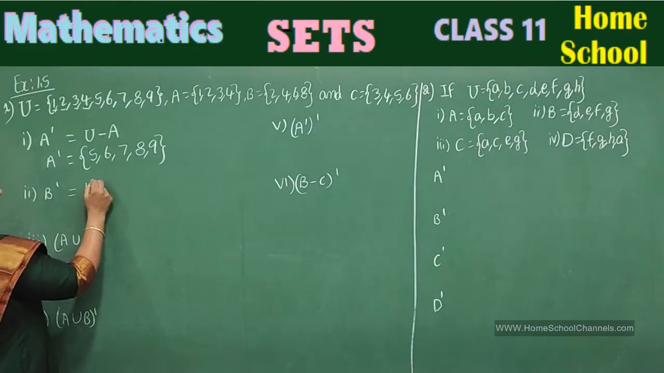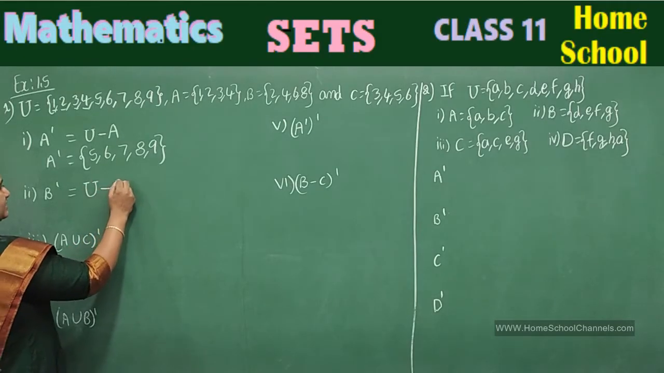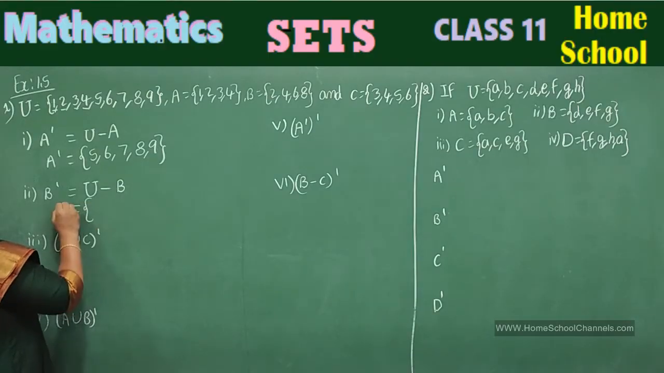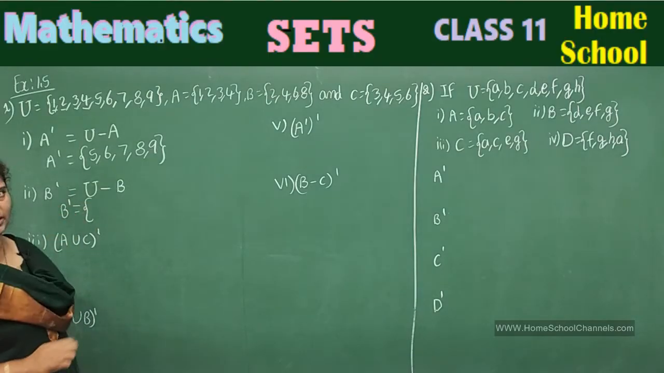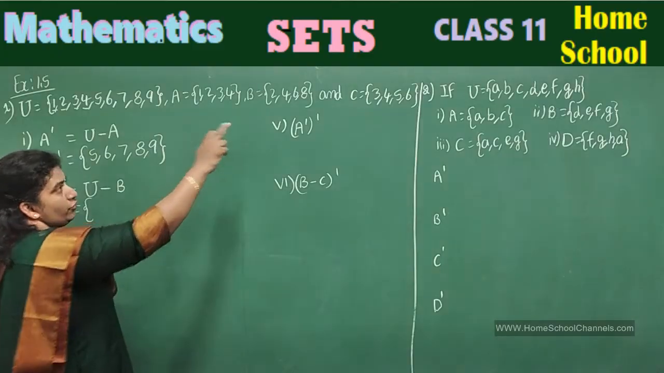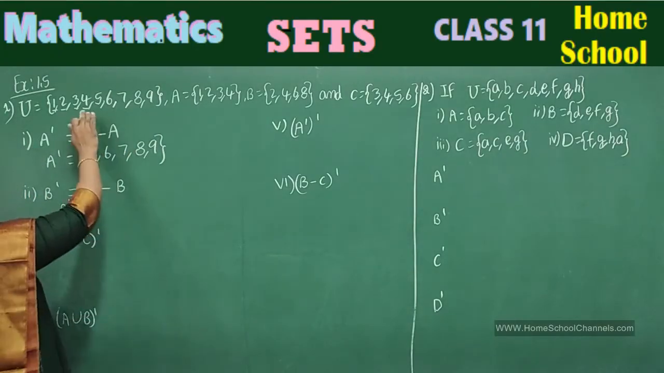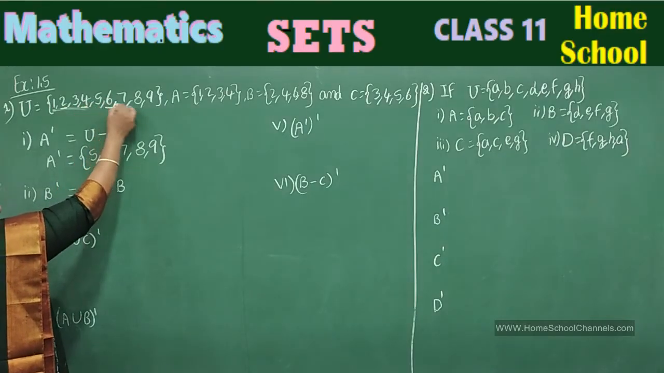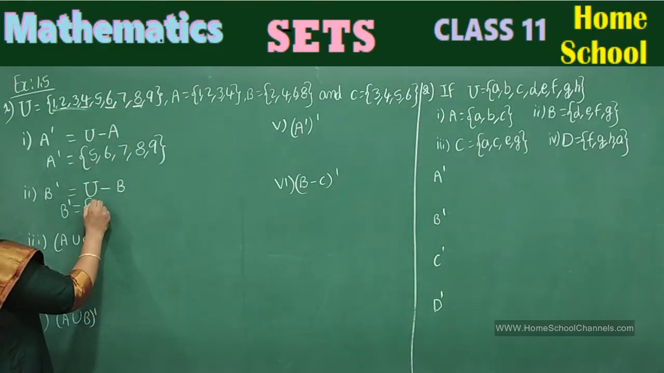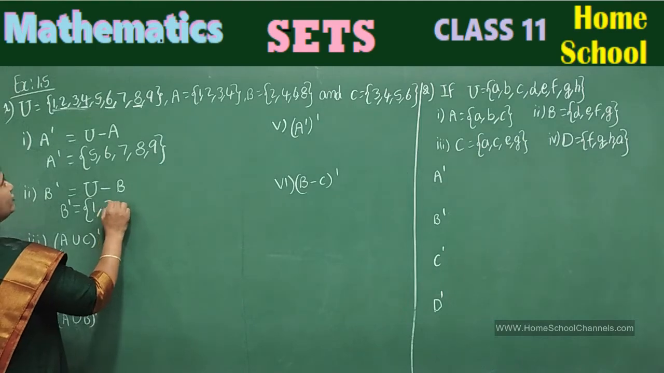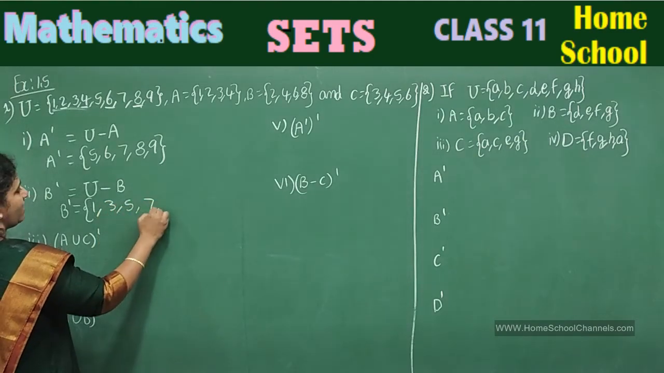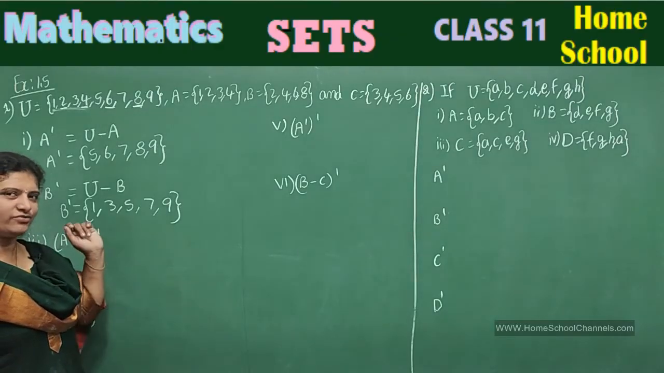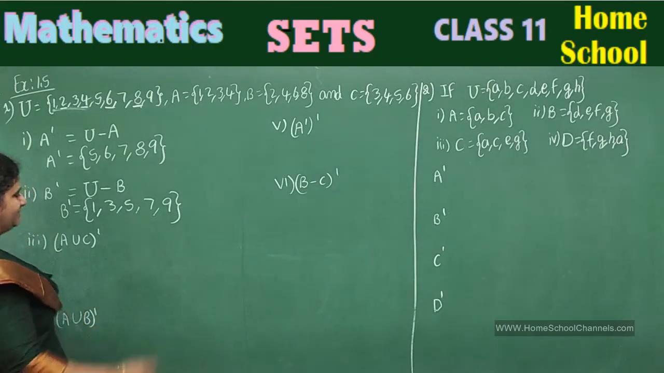Next, second one, B complement. B complement you can write it as, in universal set, remove B set elements. What is that answer? B is 2, 4, 6, 8. In universal set, other than 2, 4, 6, 8, write the remaining elements 1, 3, 5, 7, 9. That's it. In universal set, remove B set elements.